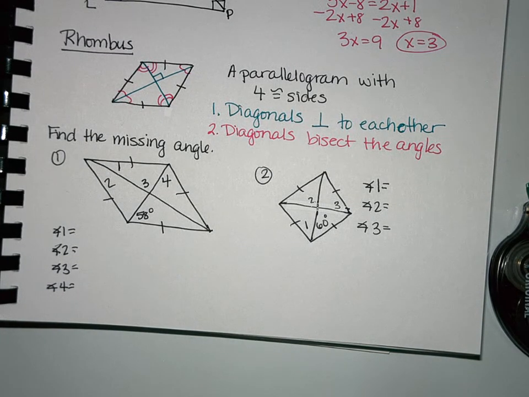So once you're done drawing, start thinking about what the properties we just went over are and how they can help us find angles 1, 2, 3, and 4. Now when everyone's done drawing, then we'll start to go over them. But if you finish drawing, start thinking, what can we possibly use to help us find angles 1, 2, 3, and 4?